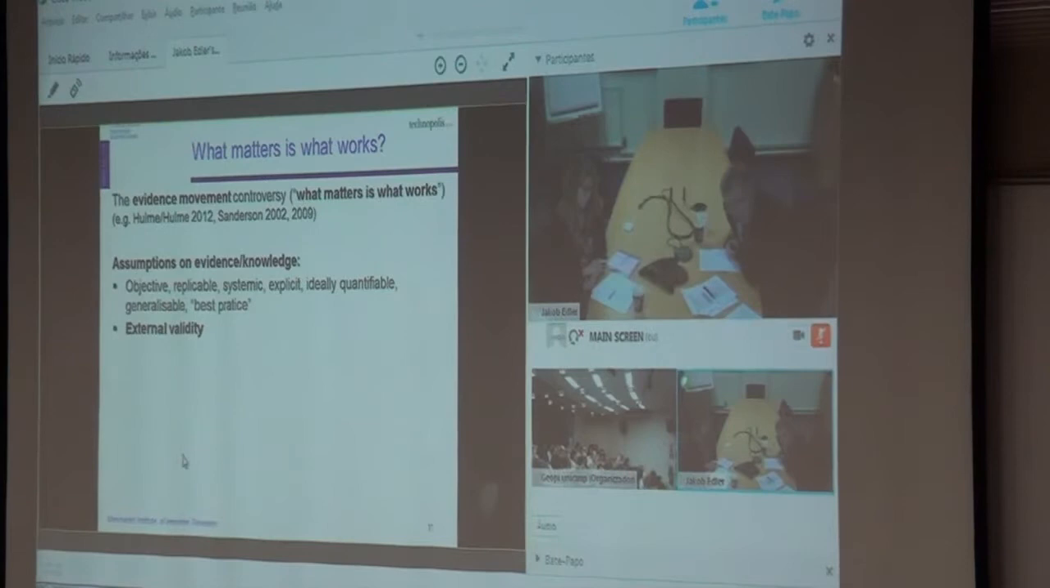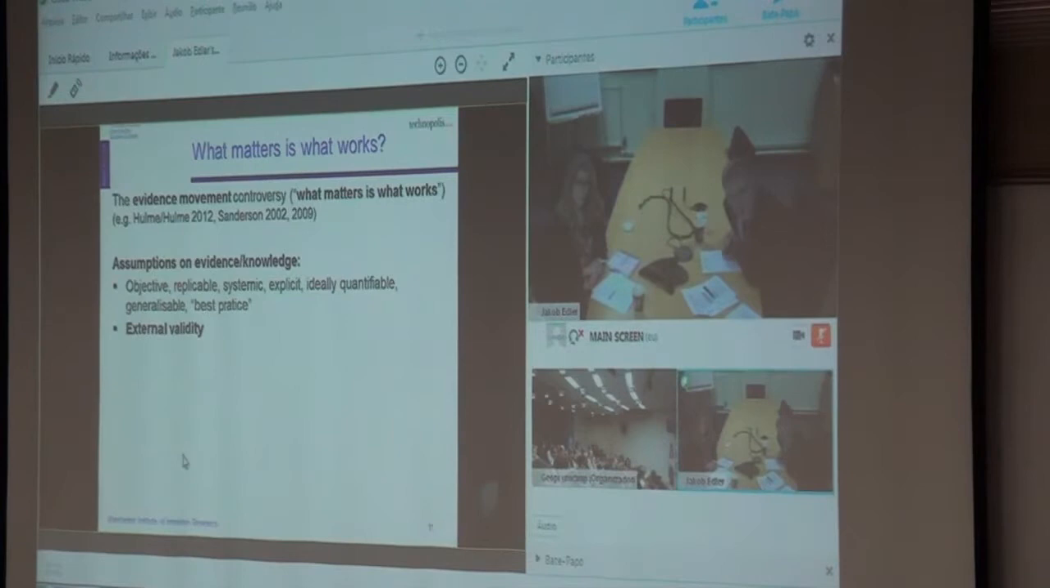Knowledge that we define in these evaluations is objective. It's replicable, it's systematic, it's explicit. Ideally, it's quantifiable, it's generalizable, and we can draw conclusions as to what best practice is. It's what we call external validity. We can identify what works on the basis of objective data.